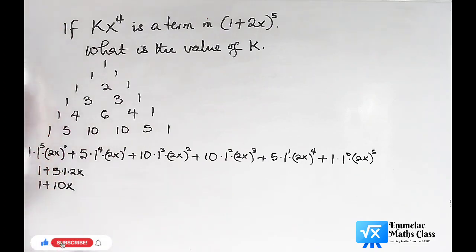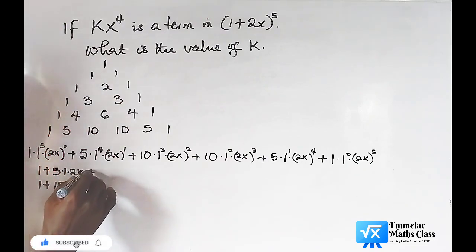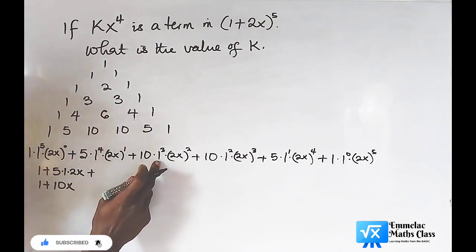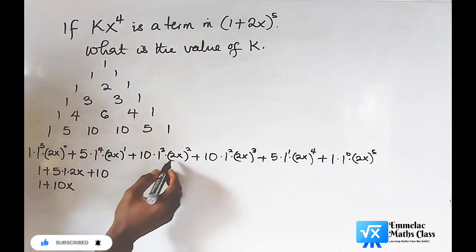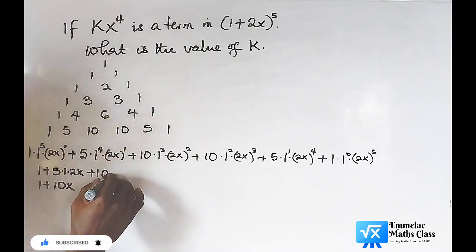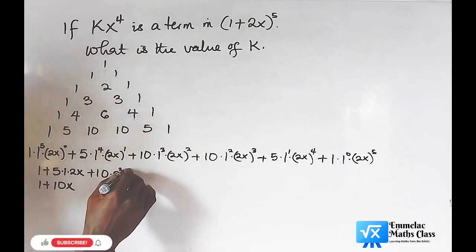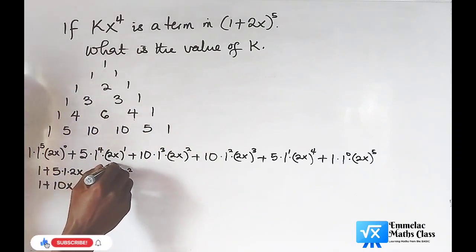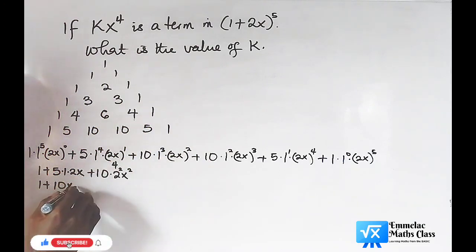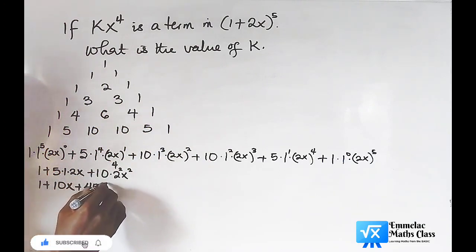Okay, now moving forward, down plus. Now 10 times 1 will still give us what? 10. Then 2 here, this is the same thing as saying 2 raised to the power of 2, x raised to the power of what? 2. And this is what? 4, right? Now 10 times 4 will give us what? 40 x raised to the power of what?